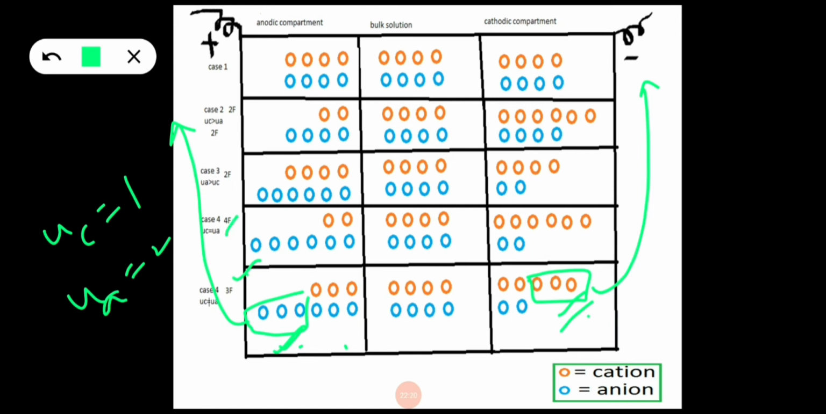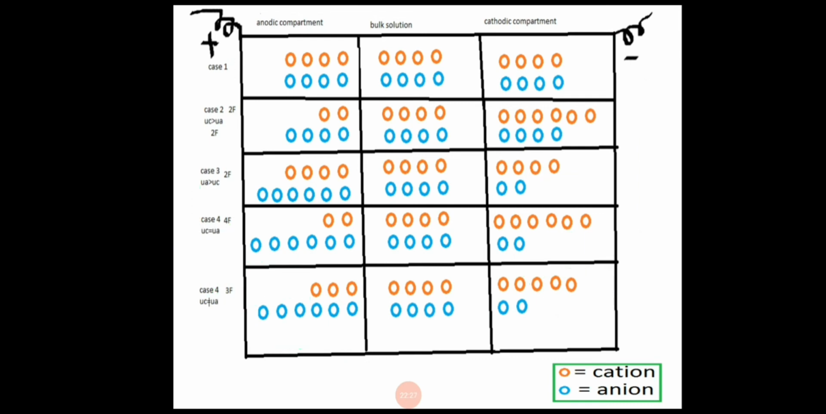If we pass 4 Faraday, 4 equivalents of cation and 4 equivalents of anion will be deposited or liberated at the electrodes. So whatever may be the speed of the cation and anion, they may be the same or they may be different like this, but the amount of substance deposited at the electrodes is always the same. This is the Hittorf experiment. Now let us see one more observation here.